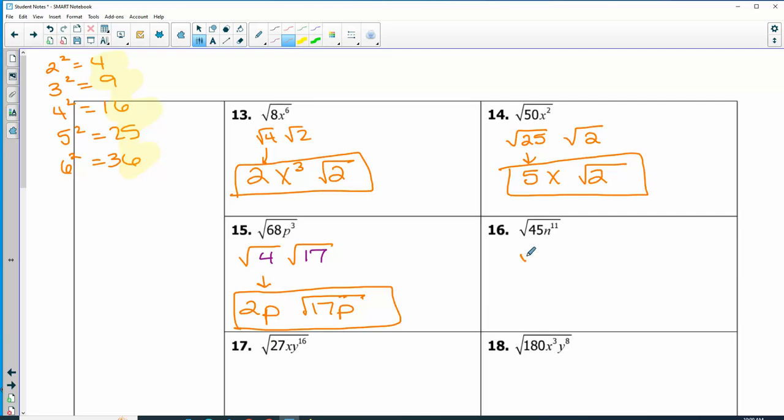45, what can we break that into? Everybody should be trying to find 9 and 5. The square root of 9 is 3, so that comes out. I'm going to leave space for variables, and I have a 5 under my radical. If I have 11 n's, how many groups of 2 can we form? 5. And since it was odd, there is 1 left over.